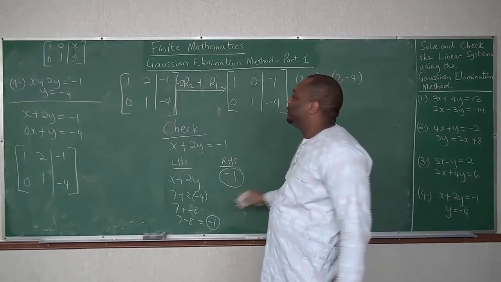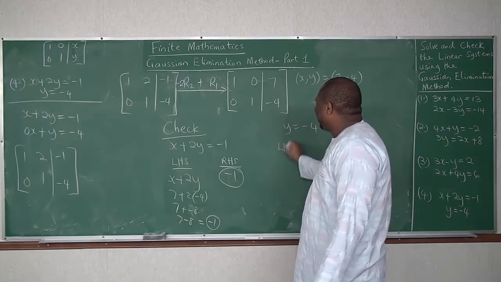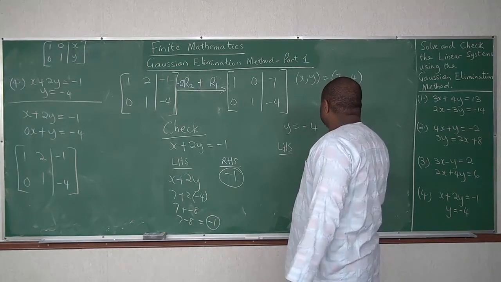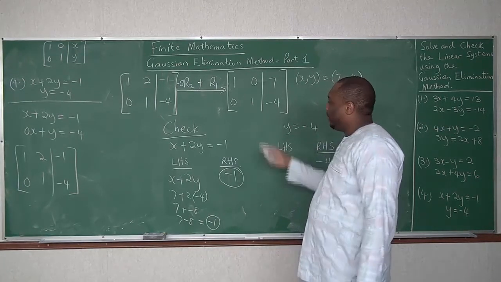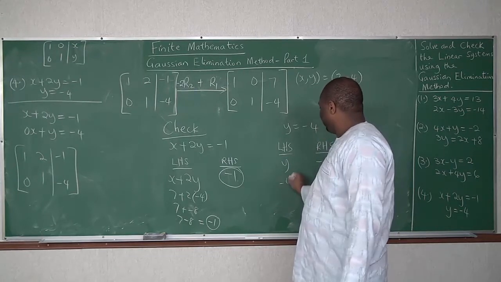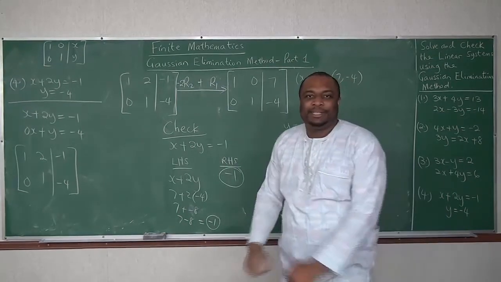Okay, let's check for equation 2. y equal to negative 4. So we have left hand side, right hand side. This is y and this is negative 4. And y is negative 4. And if you want, you can now jump up and touch yourself.